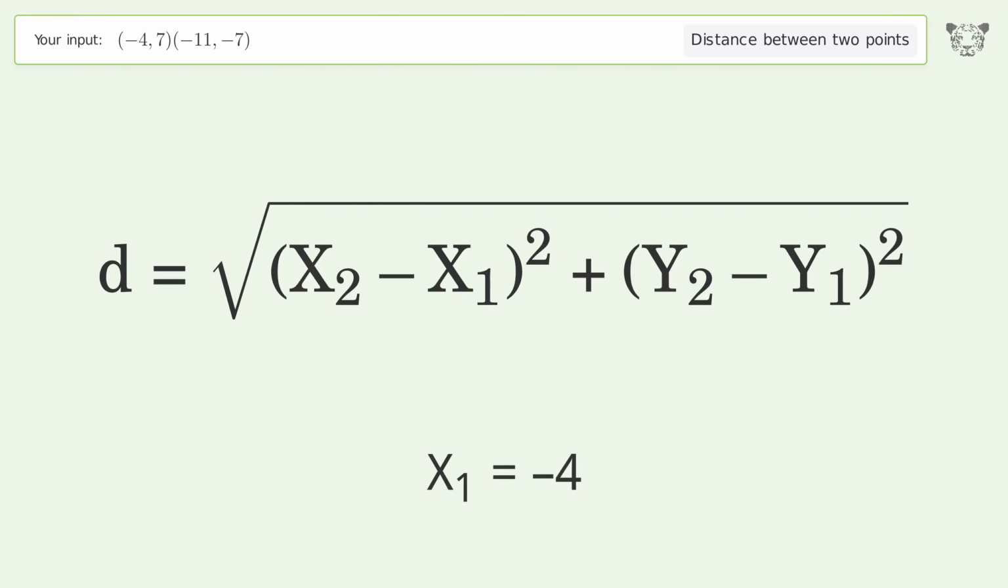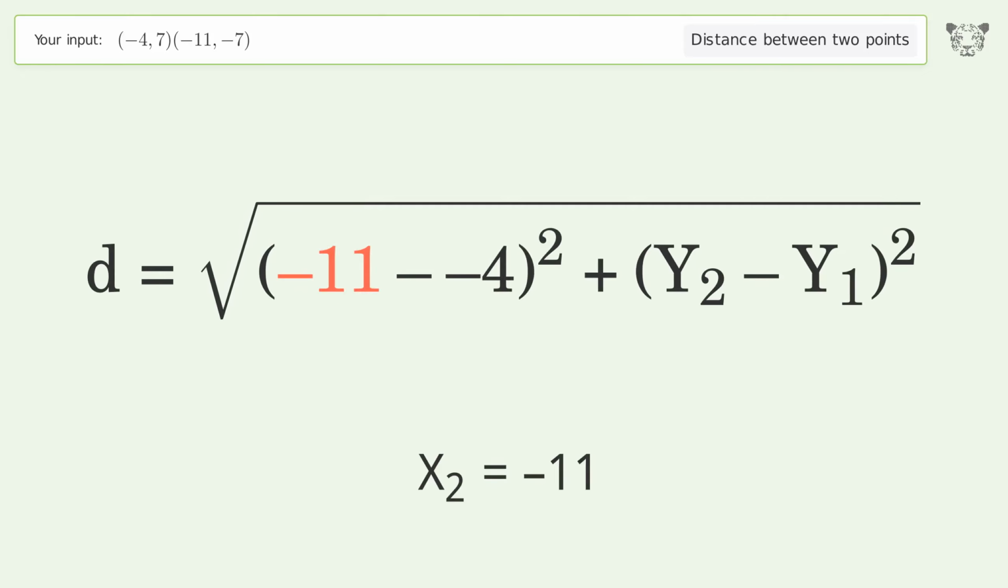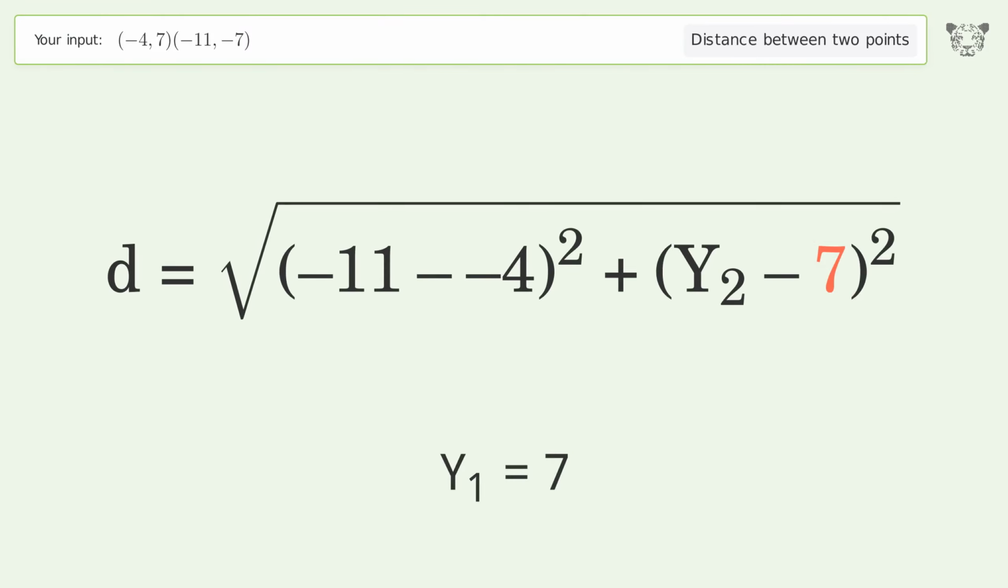x1 equals -4. x2 equals -11. y1 equals 7. y2 equals -7.